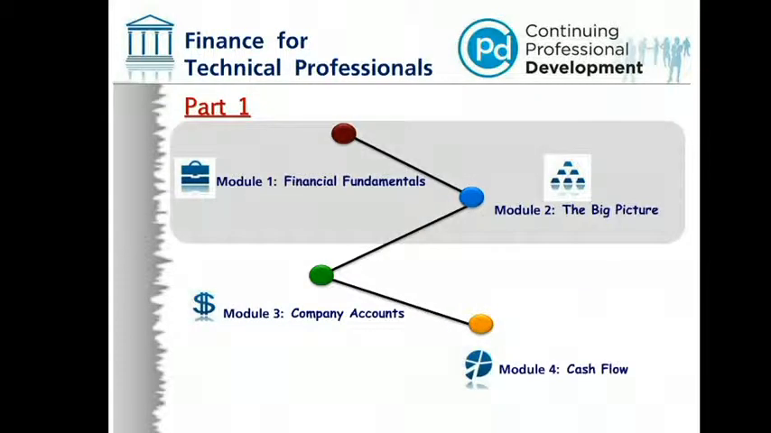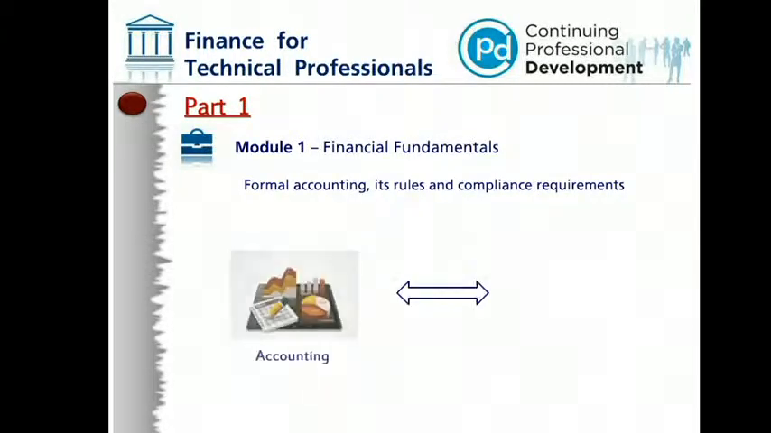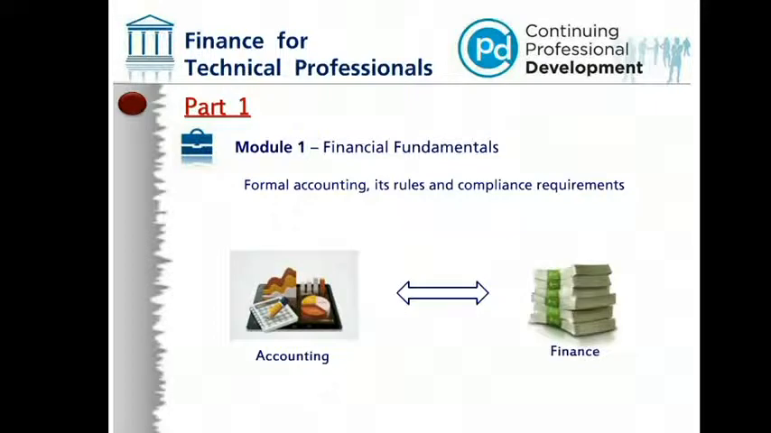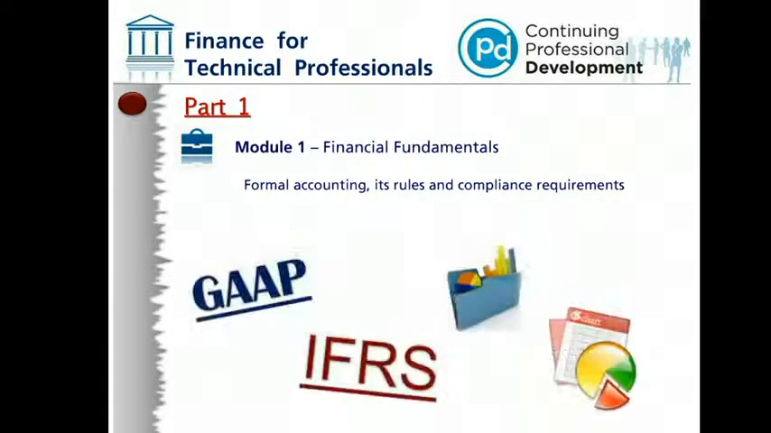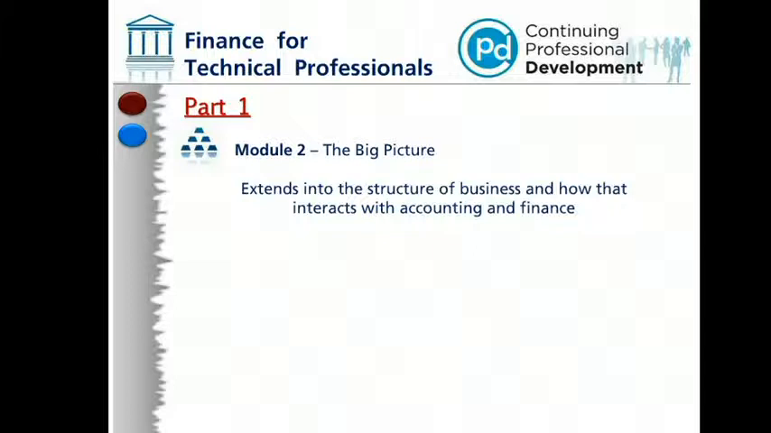Modules 1 and 2 introduce you to the relationships and roles of finance and accounting, with an emphasis on understanding the basic rules that apply to the gathering and presentation of financial information. Module 1, Finance Fundamentals, introduces the formal accounting role, its rules, and compliance requirements. It defines the differences between accounting and finance, and introduces terms such as GAAP, IFRS, and statements of financial performance and financial position.